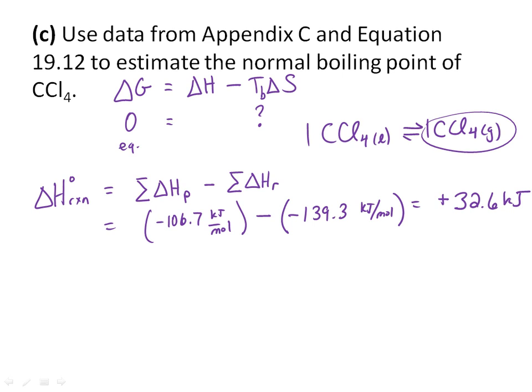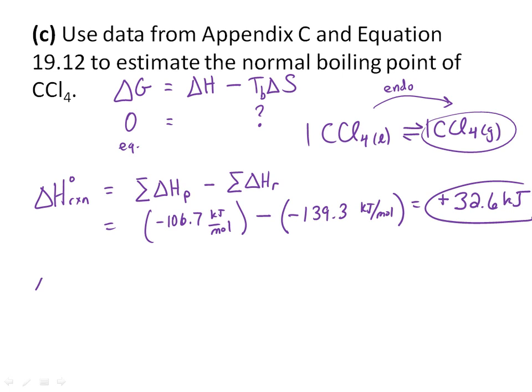Why does it make sense that this delta H is positive? Yeah, so we know that evaporation or boiling is endothermic. So to go from here to there, we have to add energy. And we know that any time that delta H is a positive number, we consider that endothermic.